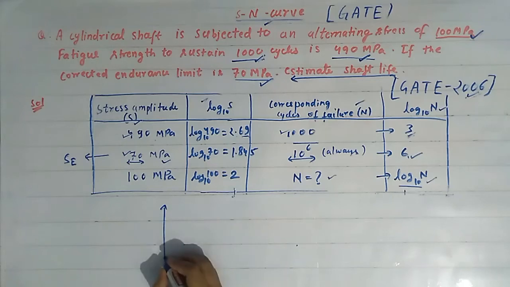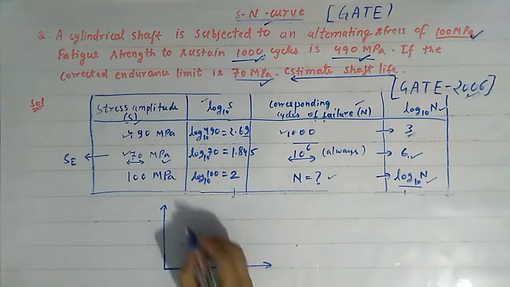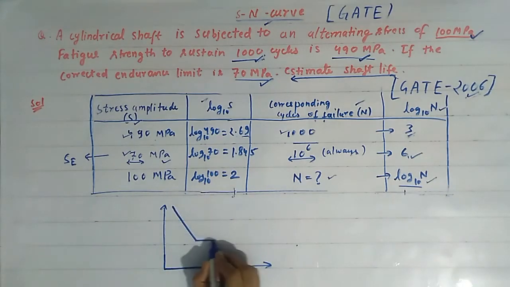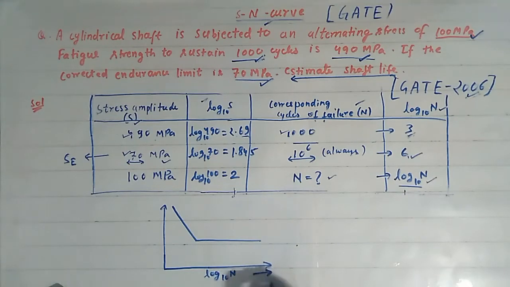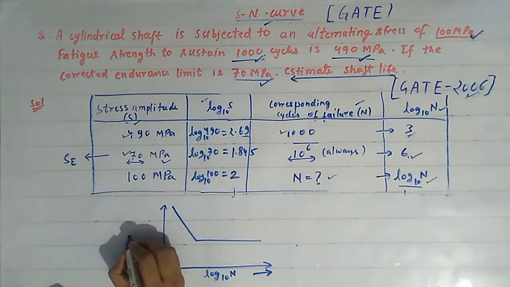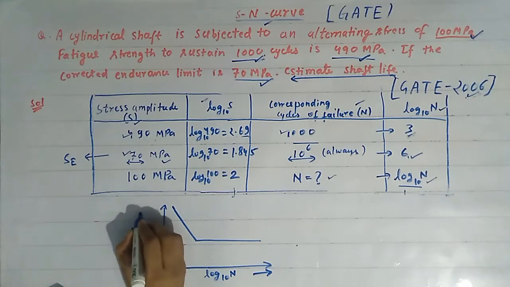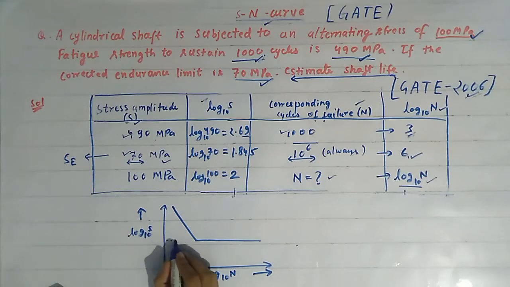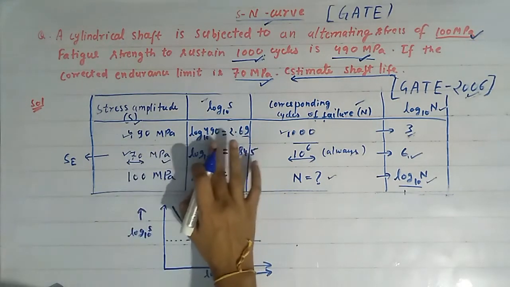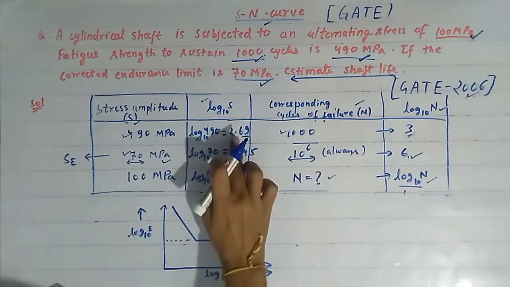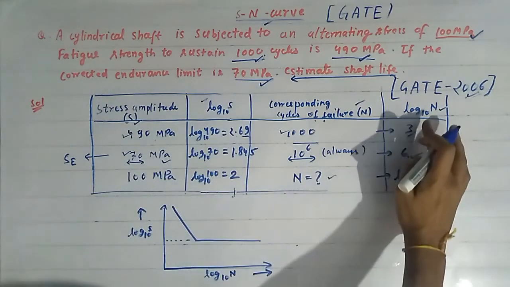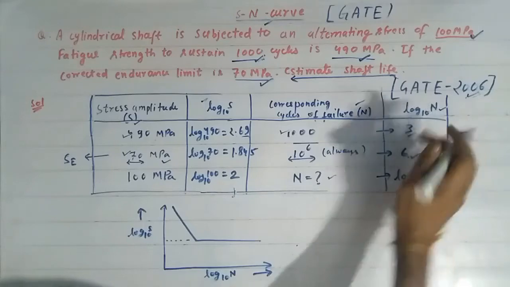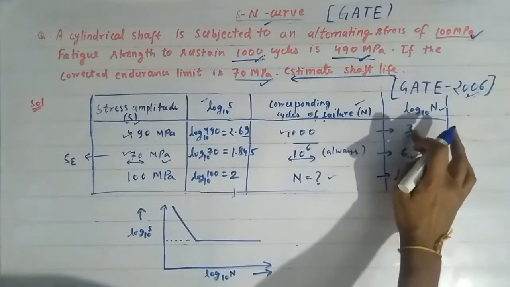Now friends, I am going to draw the SN curve, and its shape is like this. The value of log 10 N is plotted on the x-axis, and log 10 S lies on the y-axis. We know that corresponding to log 10 of 490, which is 2.69, the log 10 of the number of cycles is 3. So I am putting these values.